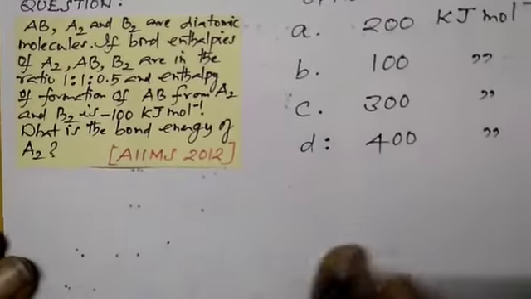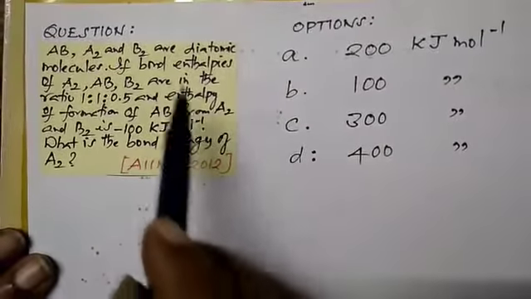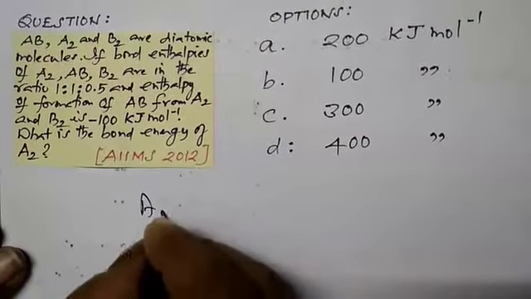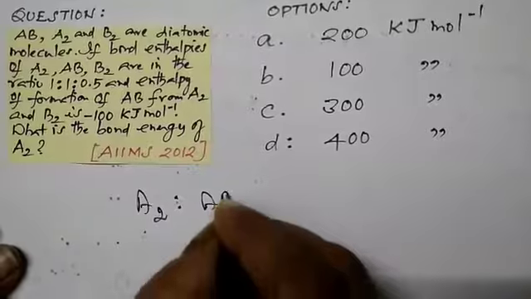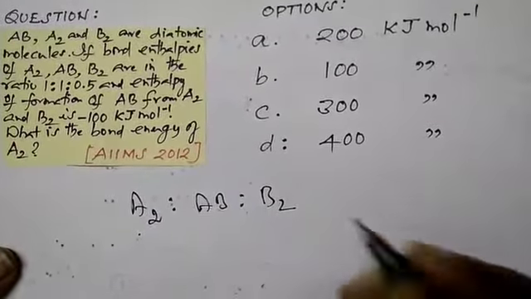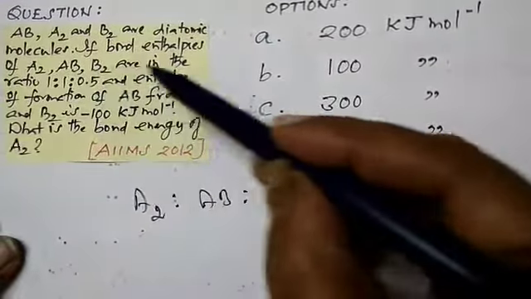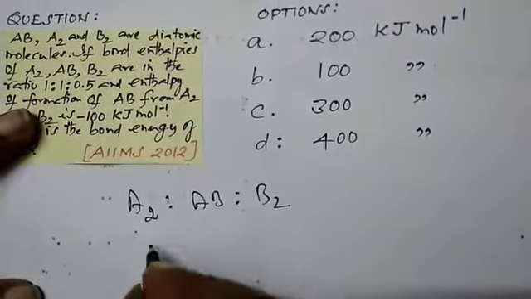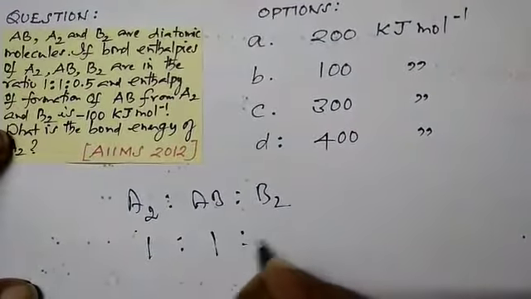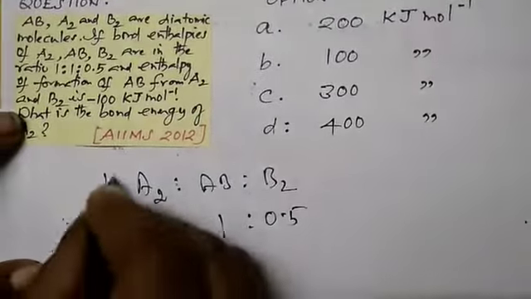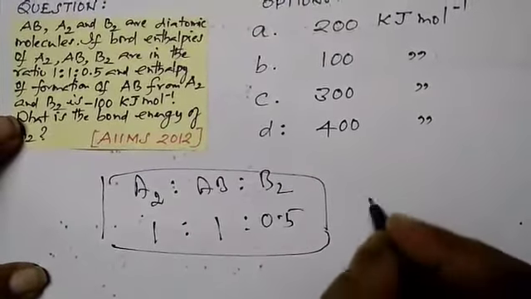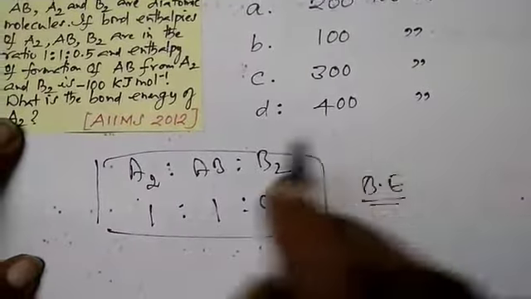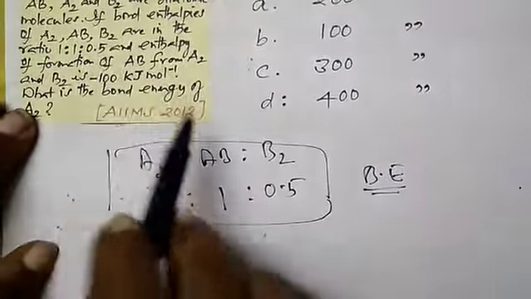Now let us write first what is given. The bond energy ratio is given. Let me write the ratio. Whenever you write a ratio, you have to take it very carefully. The ratio order is given, so follow this: 1:1:0.5. So these are the ratios of bond energies. A very important point: it is the ratio of bond energies.